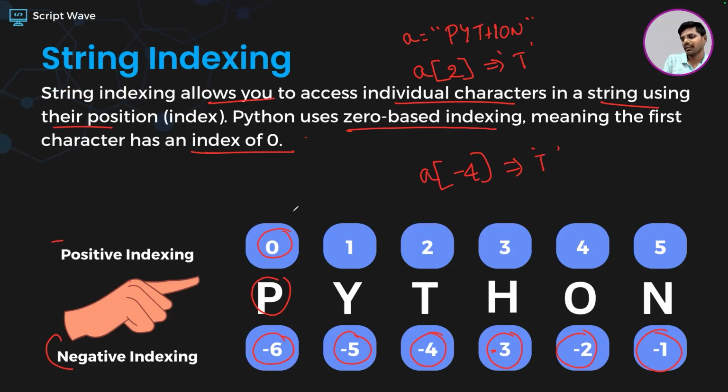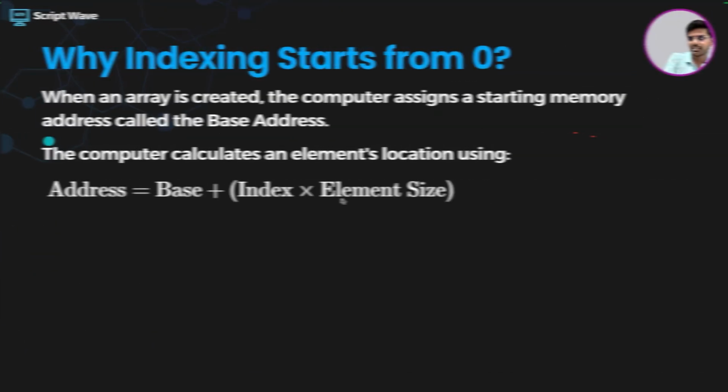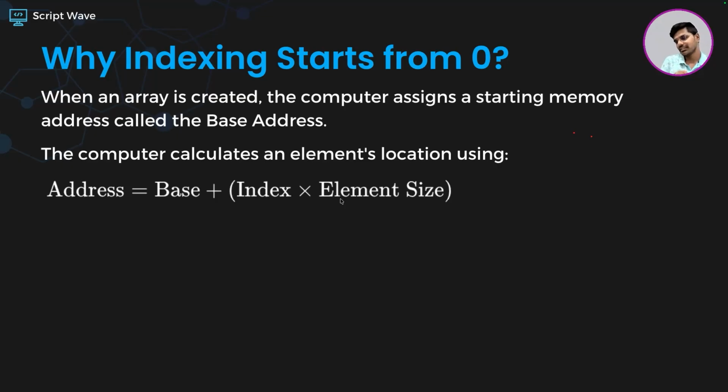Now let's understand why it always starts with 0. First, let's try to understand why indexing starts with 0 with a technical term. Then we'll see a quick analogy which gives you better clarity. Okay. Now, when an array is created, array means string as well. You can be confused because in C language we call an array what is inside the curly brackets. But here a string is also an array, which is an array of characters. The computer assigns a starting memory address called the base address.